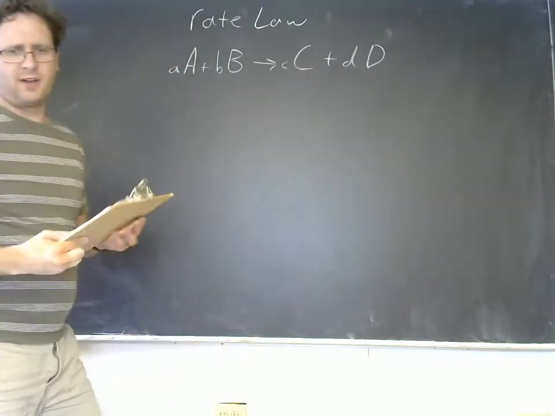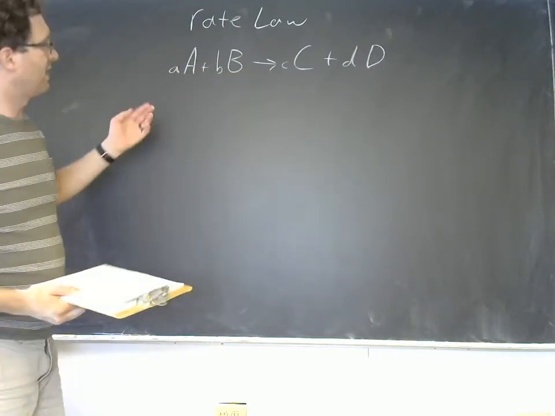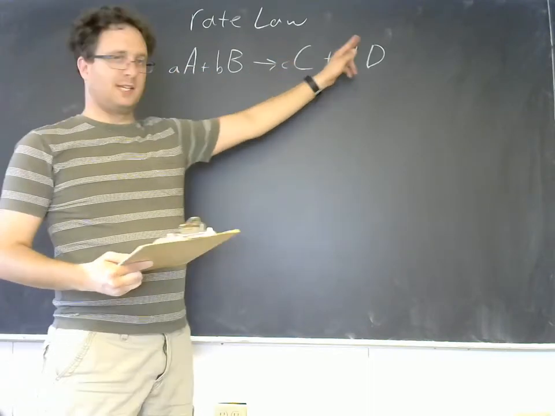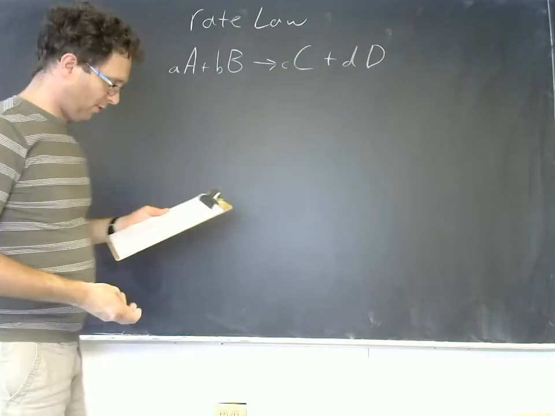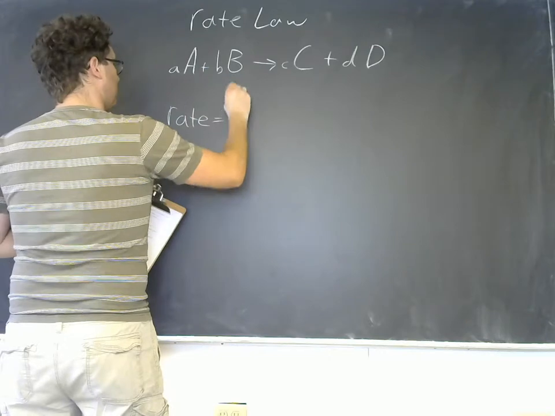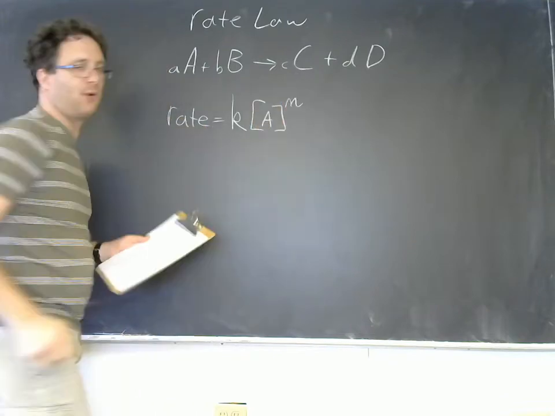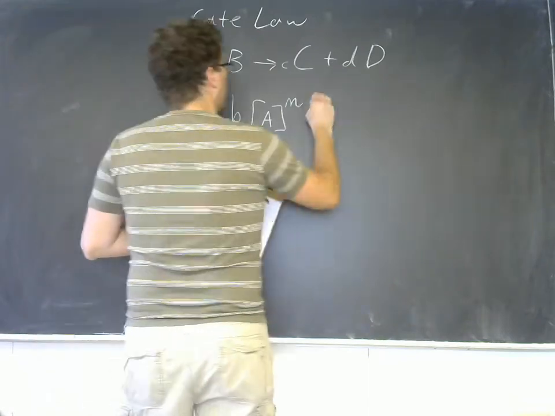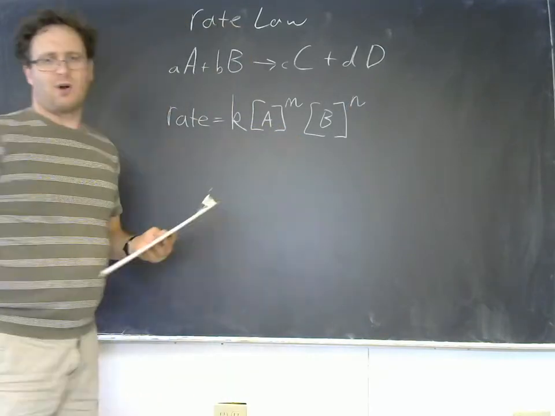Here I've given you a generic reaction, reactants A and B with stoichiometric coefficients of little a and little b are going to form products C and D with stoichiometric coefficients little c and little d. So for a reaction like this, the rate is going to equal k times the concentration of A raised to some power, I'll just leave it as the variable m. We don't know what power that is yet. Times B raised to some power, which we'll call the variable n.